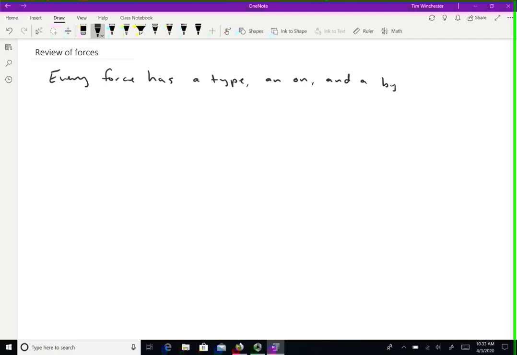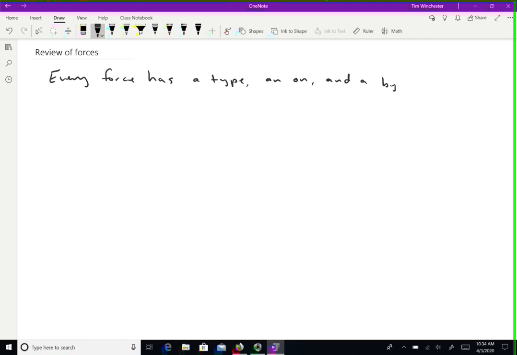And what I mean by a type is that it is a gravitational force or a normal force or some other type like that. And what I mean by an on and a by is that every force has to be exerted on some object, and every force has to be exerted by some object.